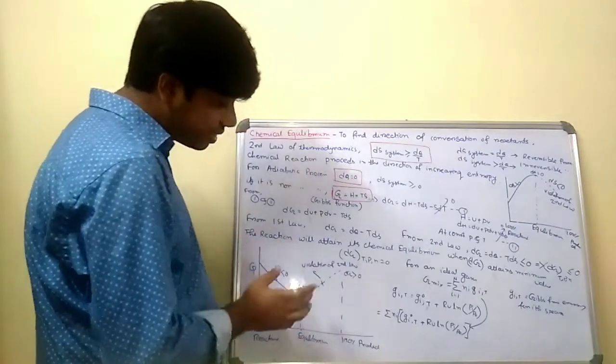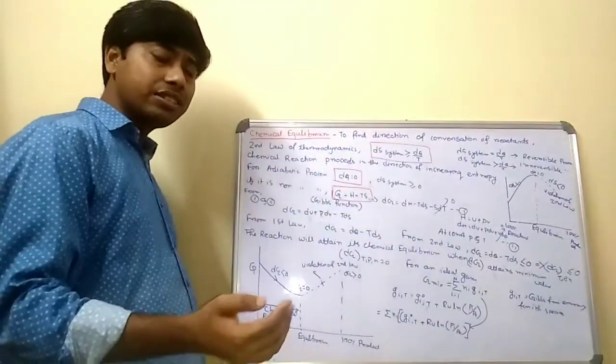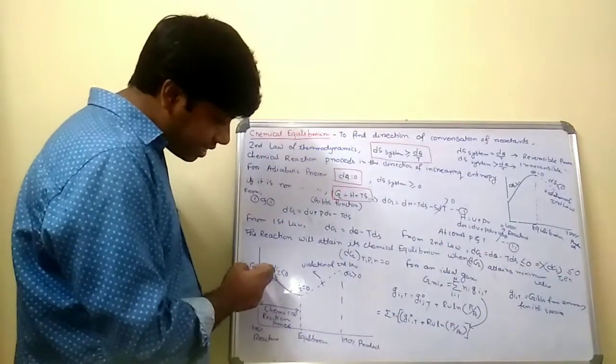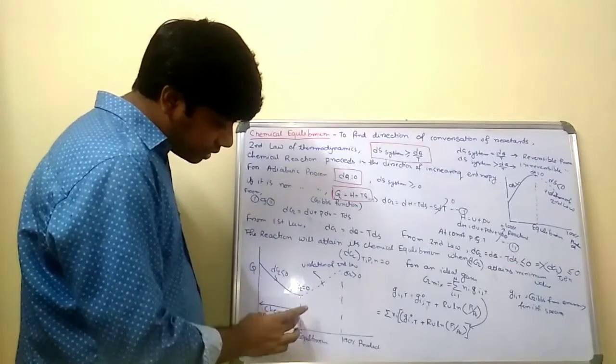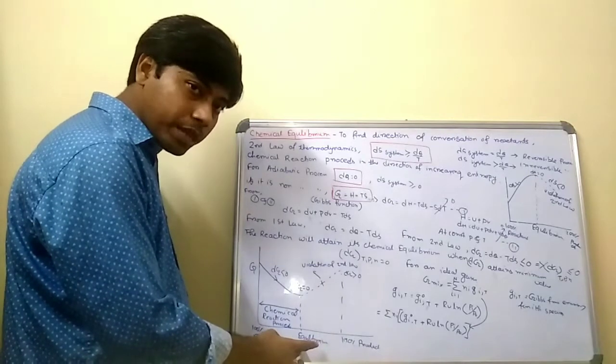And it is only possible. So this is the condition for the chemical reaction: if the Gibbs energy is less than or equal to 0. If it is less than or equal to 0, the chemical reaction takes place only in this region. When it reaches dG equal to 0, that means it has reached the equilibrium condition.